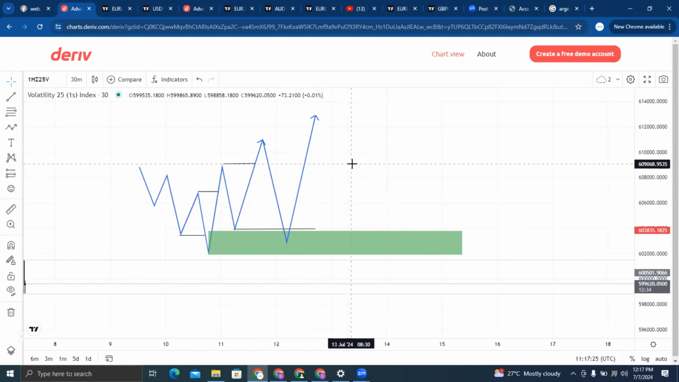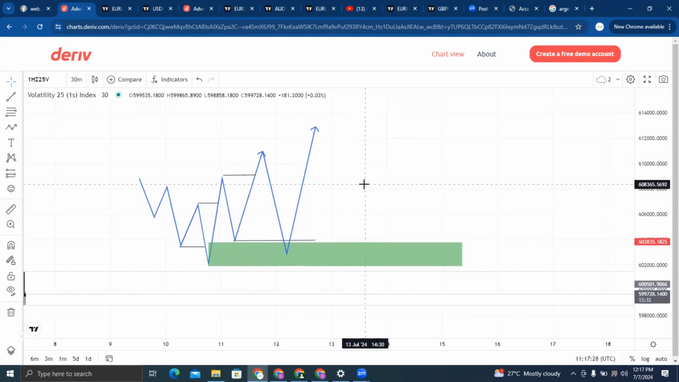So this is what I'm expecting when I see this kind of setup in the market. I usually enter it. All right, this is just what I'm looking for in the market.